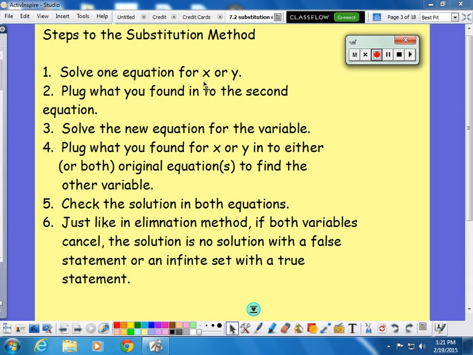If I put x by itself, I've just got x by itself. But either one works, and it says either one, so that means it doesn't matter, right? So which one should you pick? Whichever one's easier.